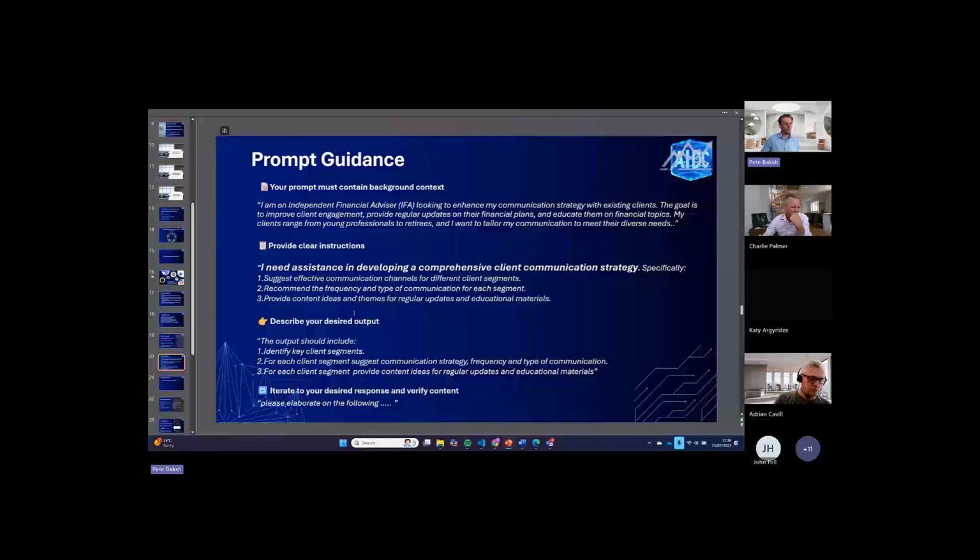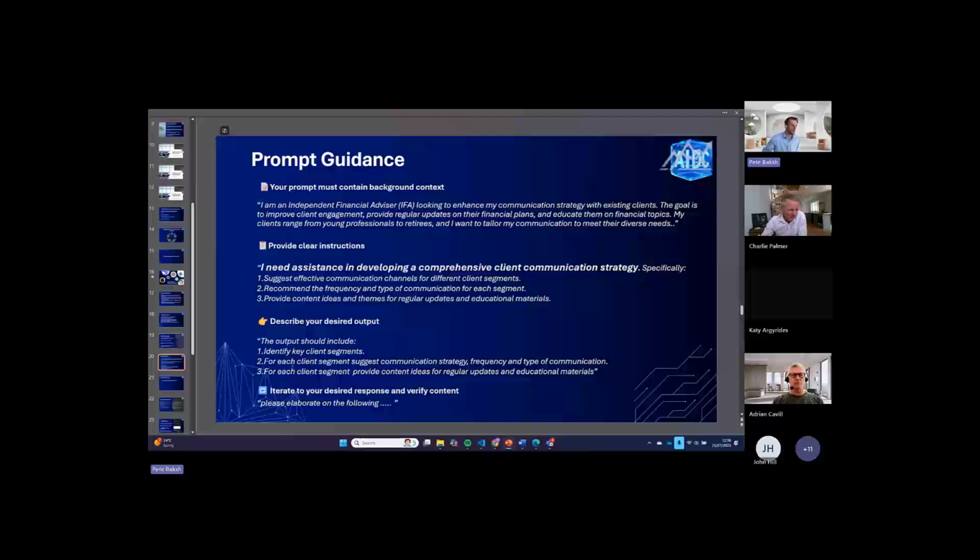Now, providing clear instructions will be the next step really after the context. So what is it that you really want to happen? So in this case, I want an effective communication strategy. I want the recommended frequency and type of communication for each segment, and I want content ideas and themes for regular updates. So you can really be quite clear in your instructions and actually describe how you want it output. If you don't describe the desired output, you may get a paragraph's worth of text to trawl through.